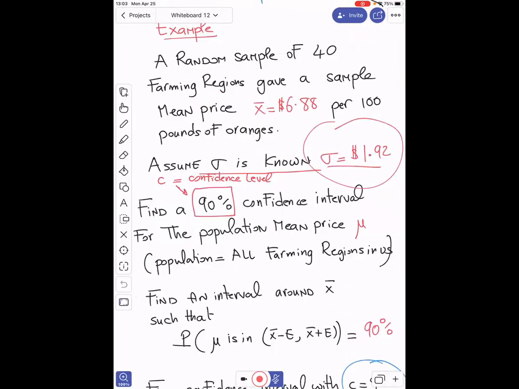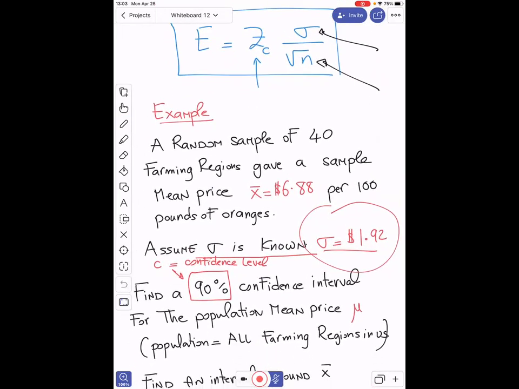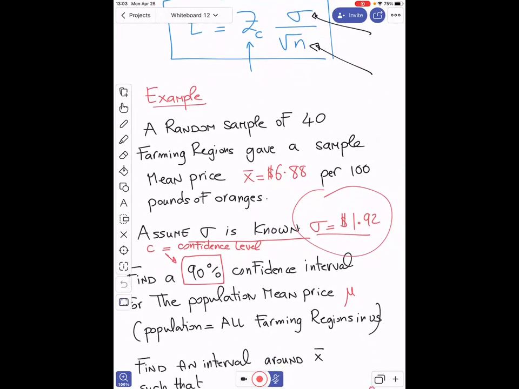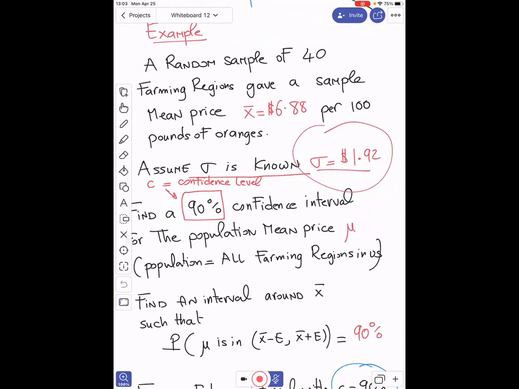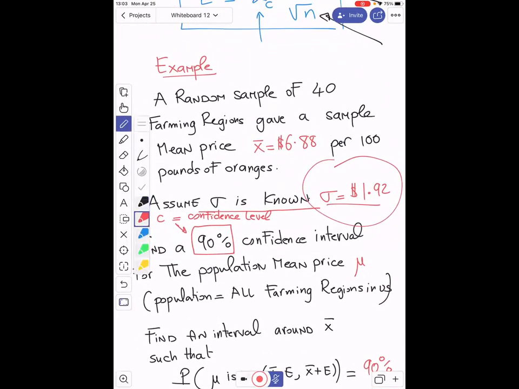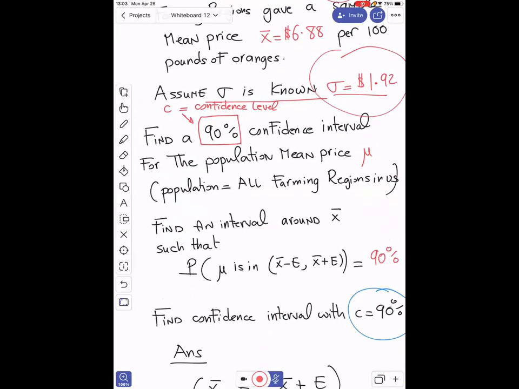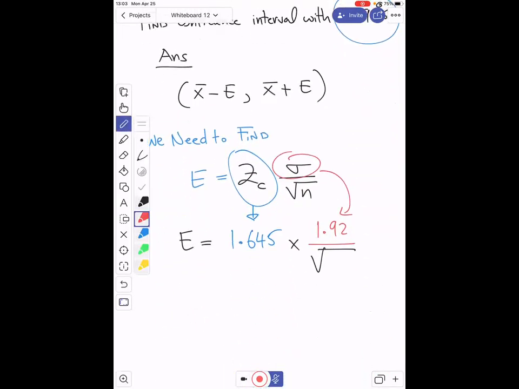Here we have a sample of 40 farming regions, right? So the N, the size of the sample, is 40. We have 40 farming regions. So it's over the square root of 40. Okay. So this N is just 40.